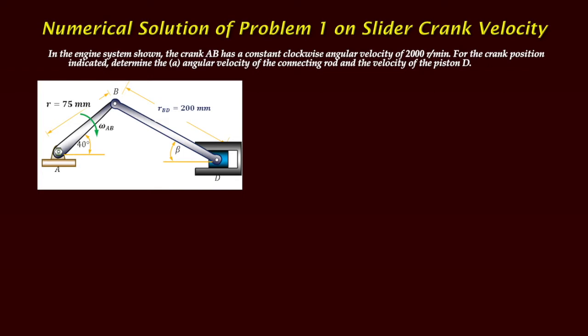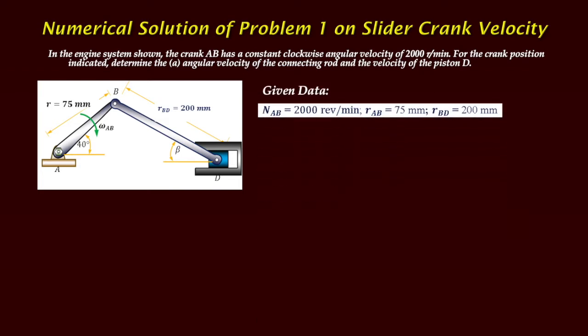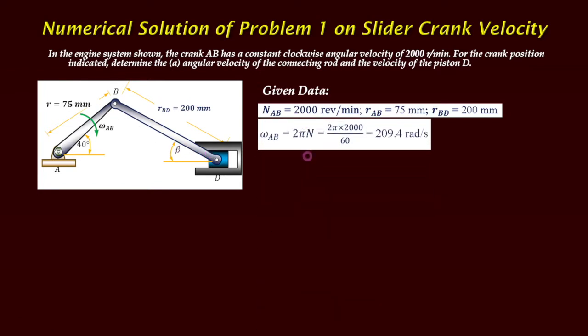Now, like all other problem solutions, first we will note down what given data is there in terms of notation. N_AB for the AB link, RPM is 2000. The length of the link AB is 75, and for this link BD it is 200 millimeter. So from this data we can calculate the angular velocity omega, and we know angular velocity equals 2 pi N, and hence it is 209.4 radian per second.